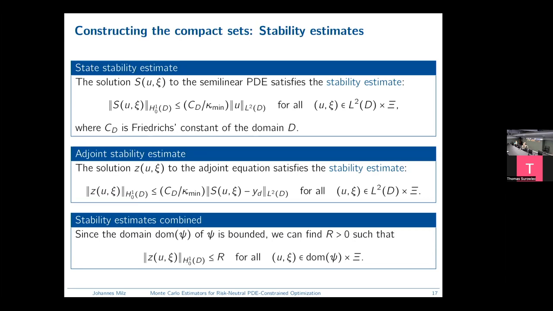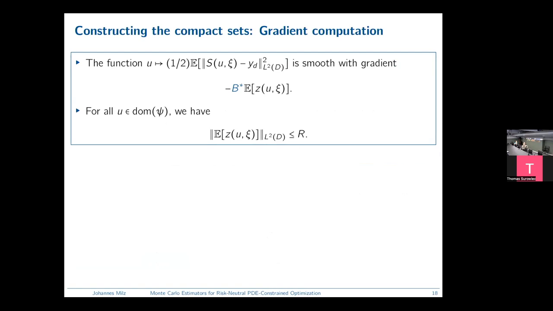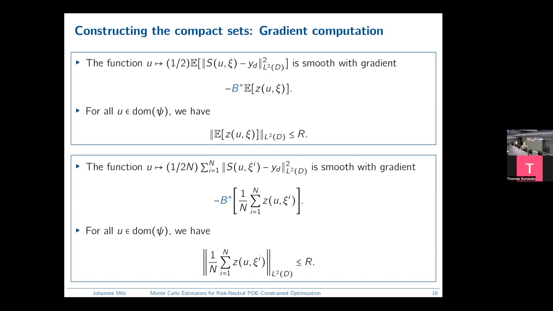So now we compute gradients of the smooth part of our objective function. If we compute the gradient of our expectation function, then we obtain an expression that involves B star and the expected value of our adjoint state. And for the expected value of our adjoint state, we know that this is in a ball about zero with radius R. And it should be an H10 norm here. I'm sorry. Okay. And similarly for the sample average approximation of our expectation function, we also have our operator B star appearing in the sample average of the adjoint states. And we know that the norm of the sample average here is bounded by R.